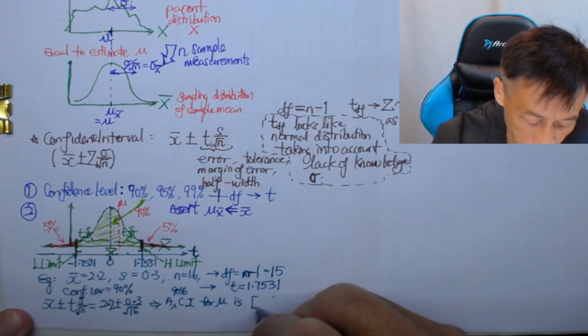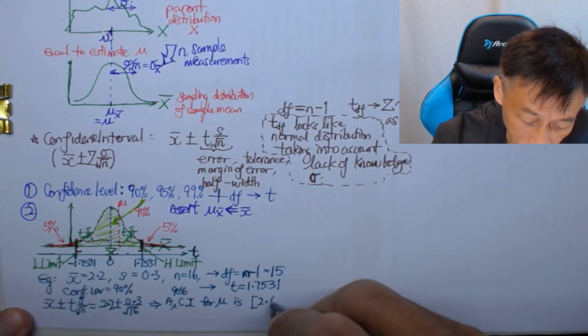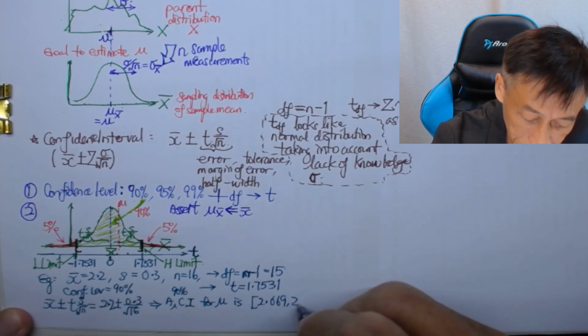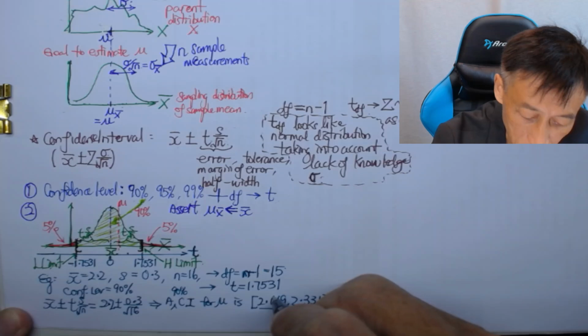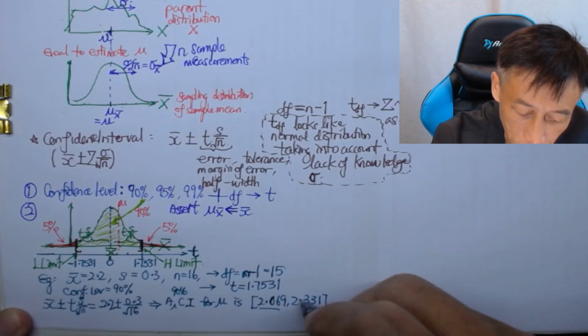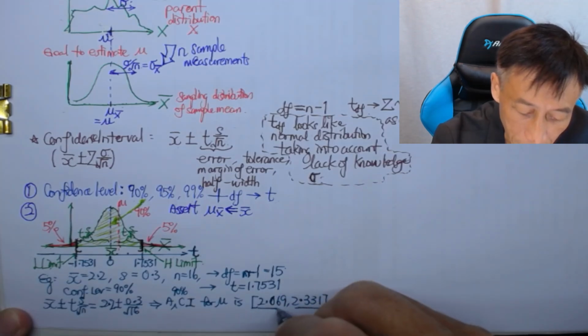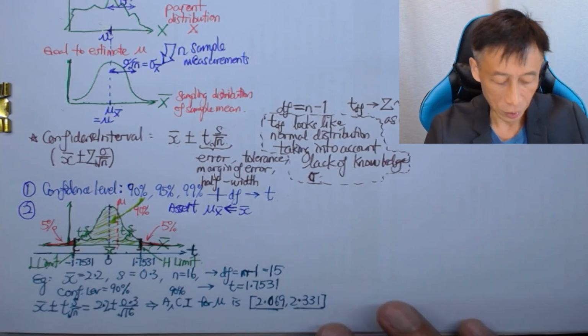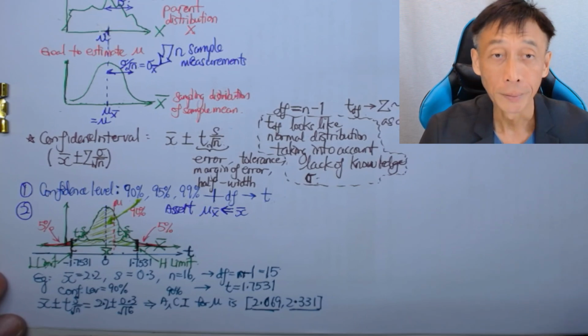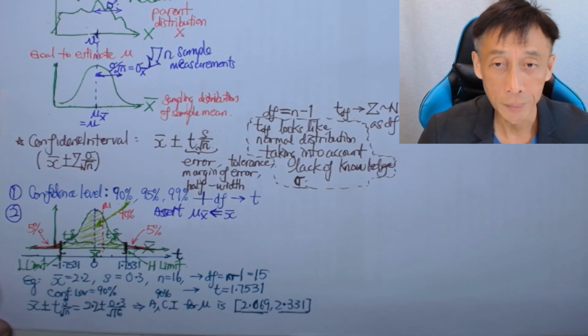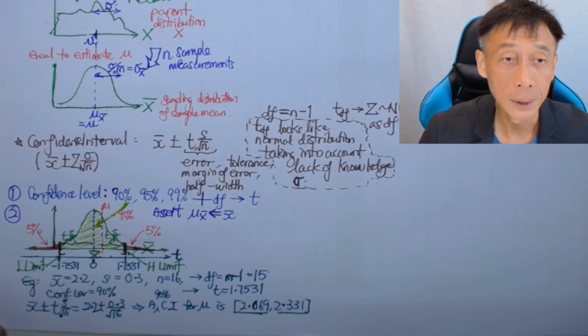It is ranging from, if my calculation is correct, 2.069 to 2.331, which is not bad. Okay, so that's just one example of the calculations involved. Okay, so far so good. I'll give you a moment to absorb this example.